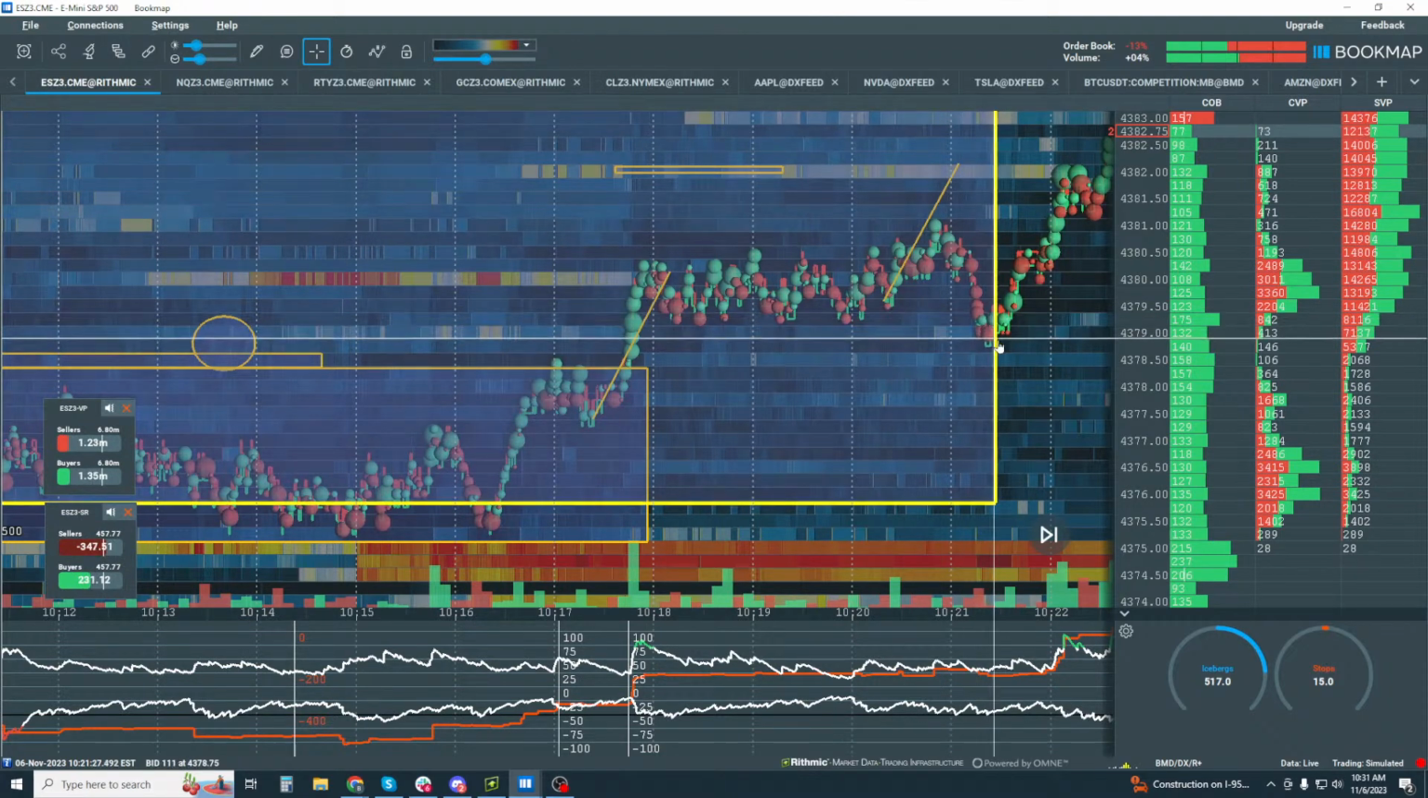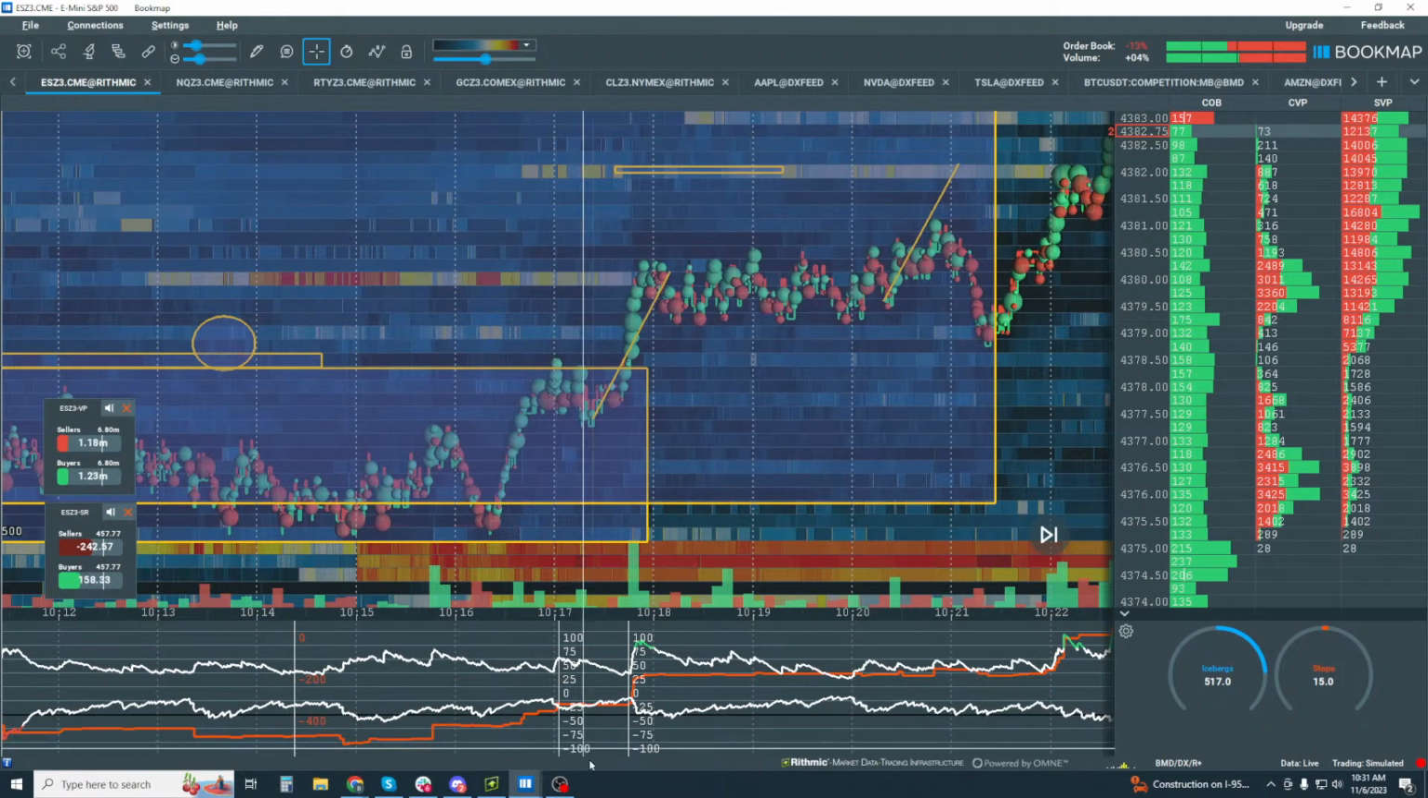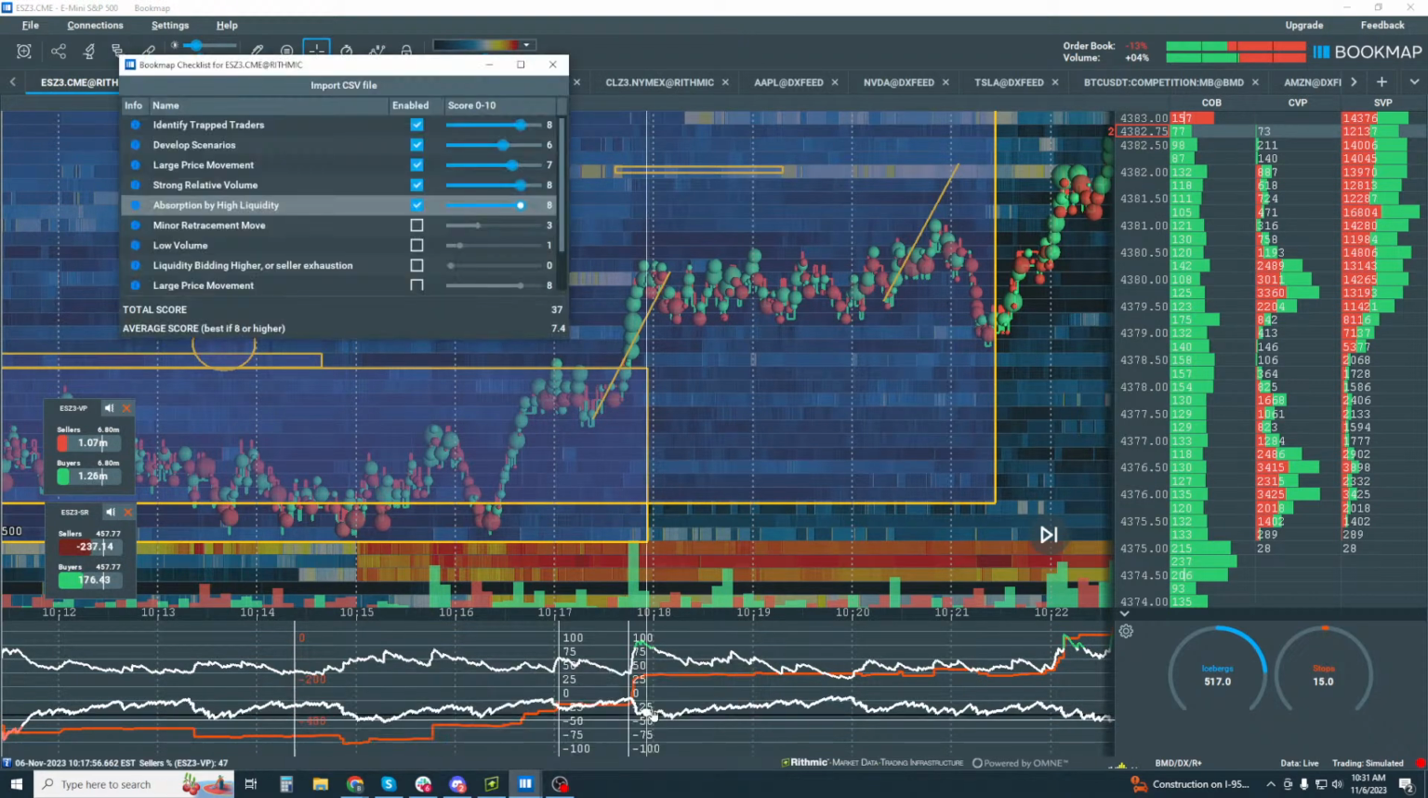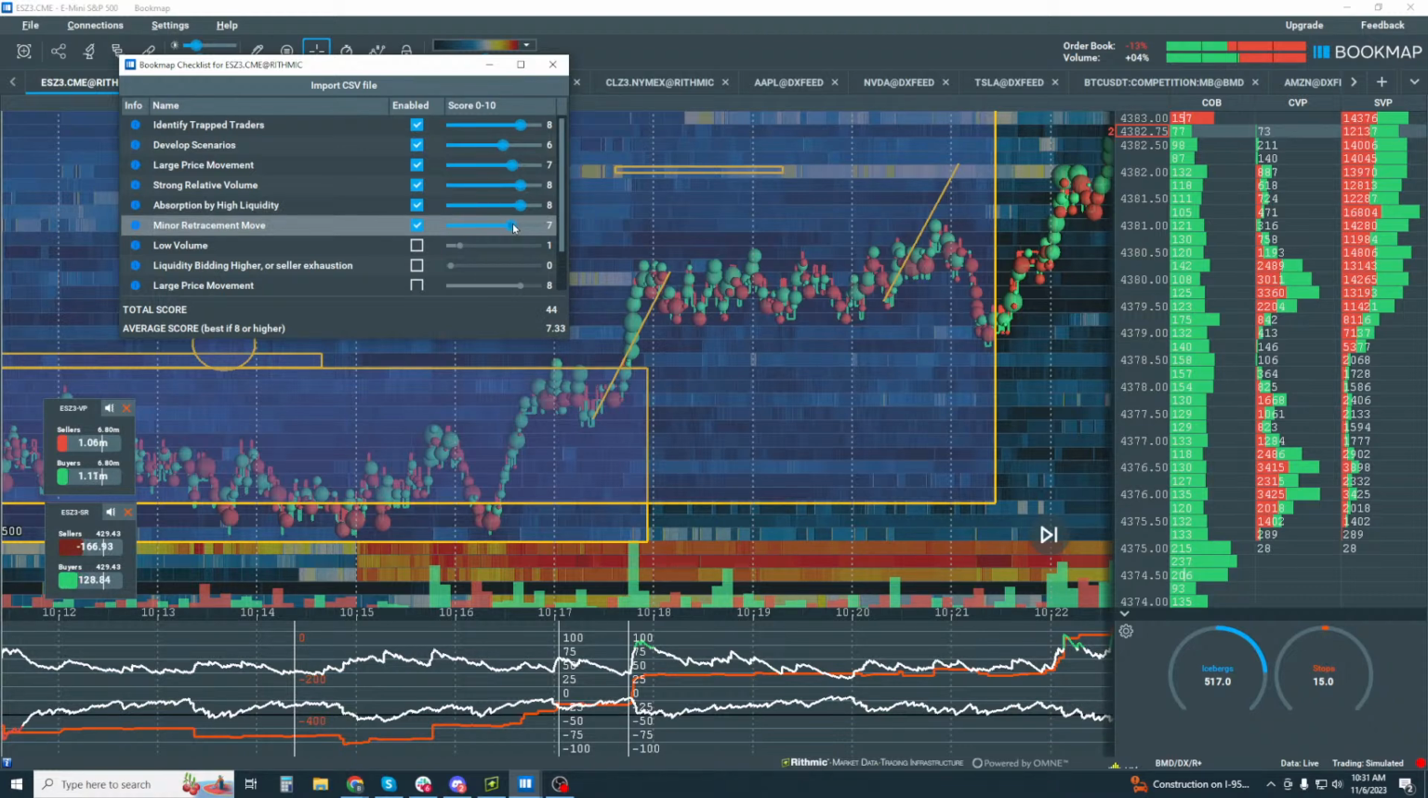So you can see the move back down below here, and I'll get to that. That's the sore point here. We did have a minor retracement, but it wasn't that good. Maybe a 7. Low volume on that, not so much. I would give that maybe a 7 as well. Maybe even a 6.